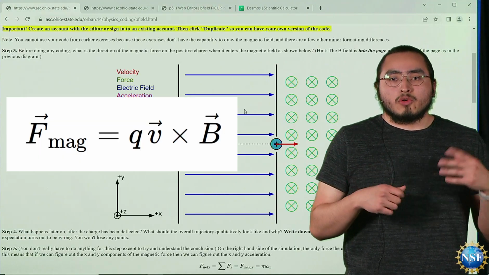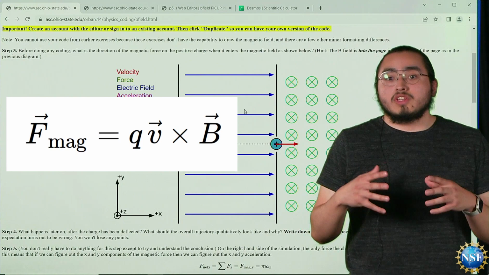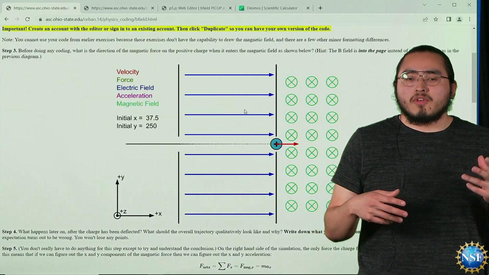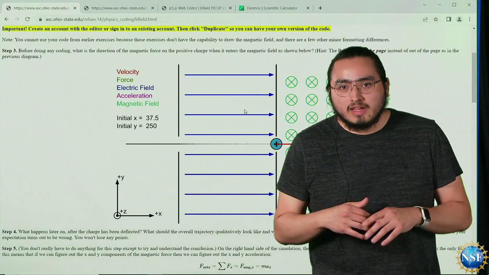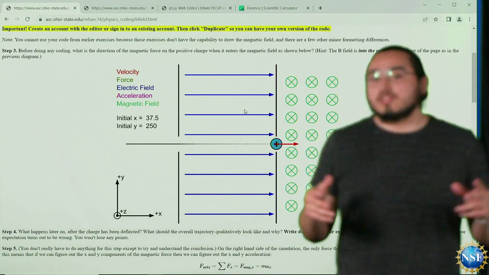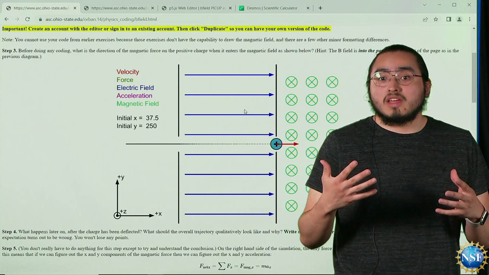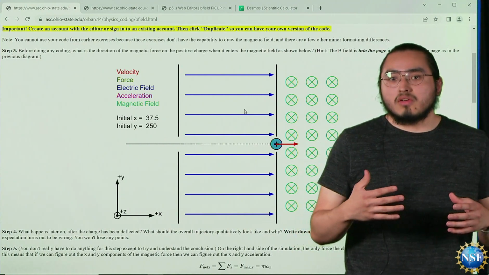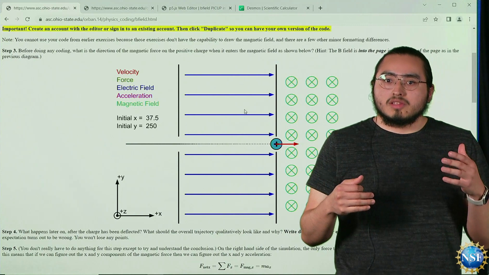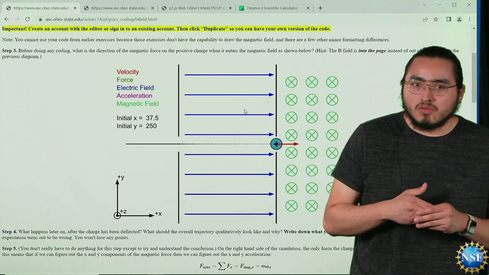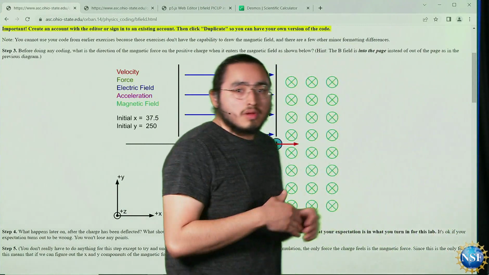So we know that the force is equal to Q times V cross B, and there are two different right-hand rules, and I'll go through both of them. These are important tools that I still use to this day, because qualitatively it lets you know what you need to know. In this case, we just want to know which direction our particle is moving. Let me get a better frame here.